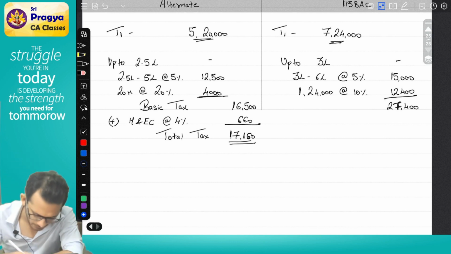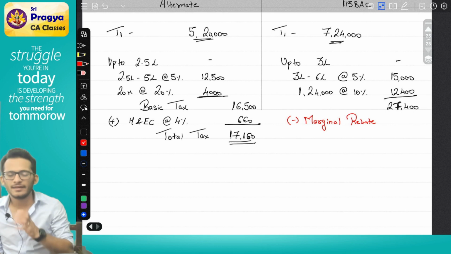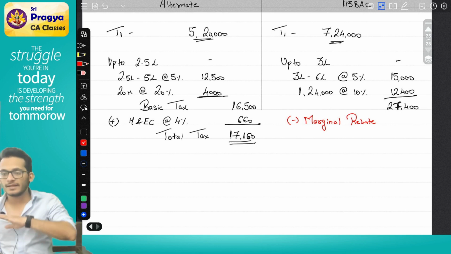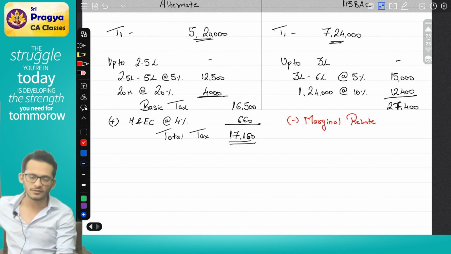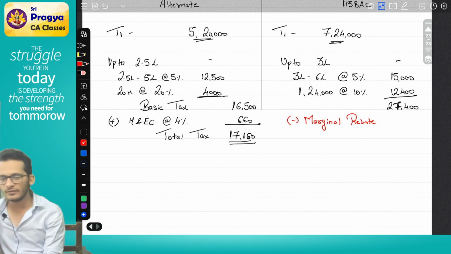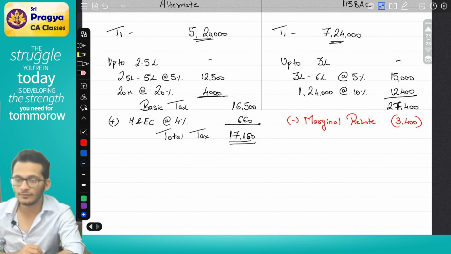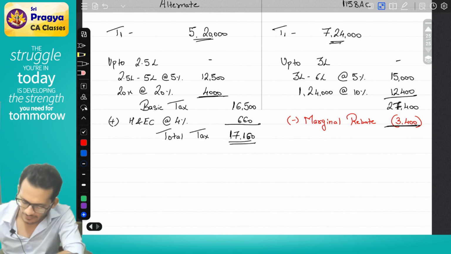Which means I will be eligible for what is called marginal rebate. How much, Rahul? I am telling that I will surrender 24,000. You don't ask me extra tax. I was supposed to pay 27,400. I am ready to now pay only 24,000, which means government will give me a relief of 3,400. Therefore, my tax will become 24,000.